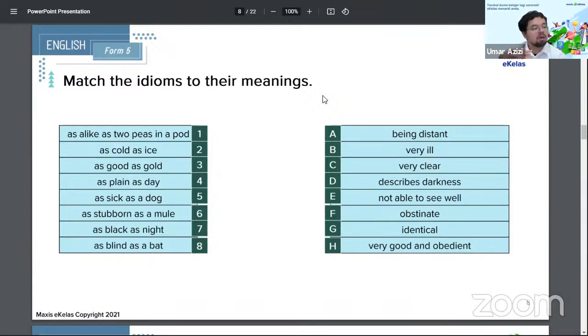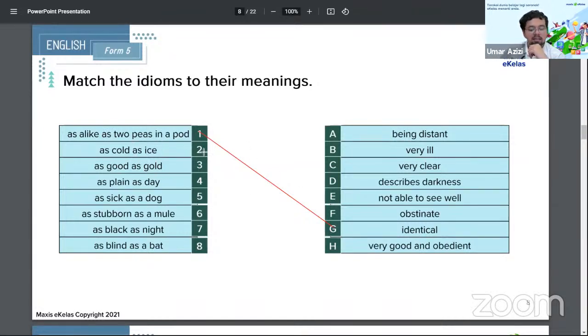All right, so number 1, as alike as 2 peas in a pod, what do you think this means? A, B, C, D, E, F, G, or H? Which one is it? Oh, we have an answer. Loma Hakim says that 1 is G, identical. Let's see. As alike as 2 peas in a pod, identical.